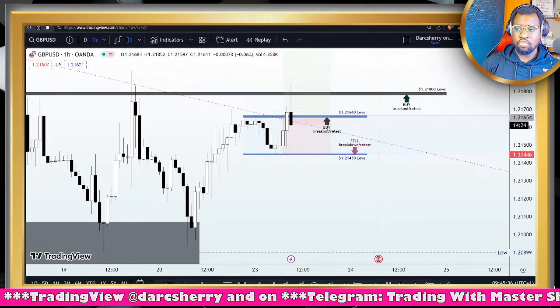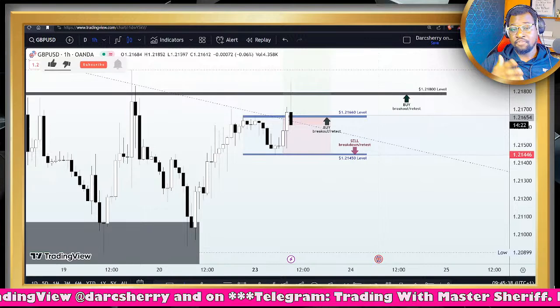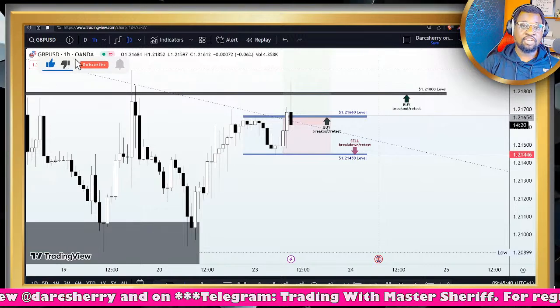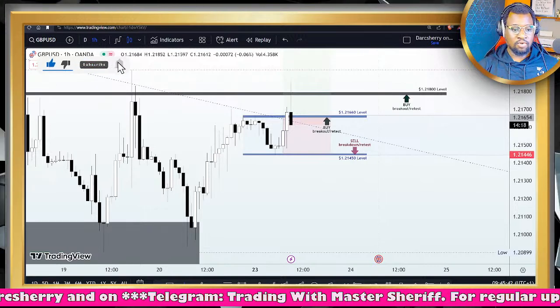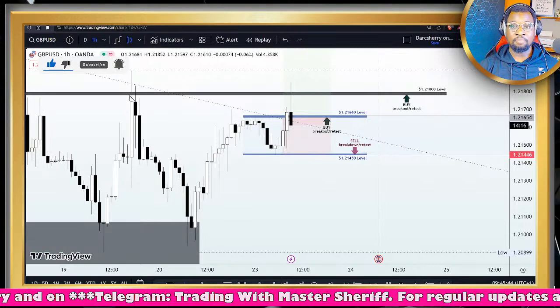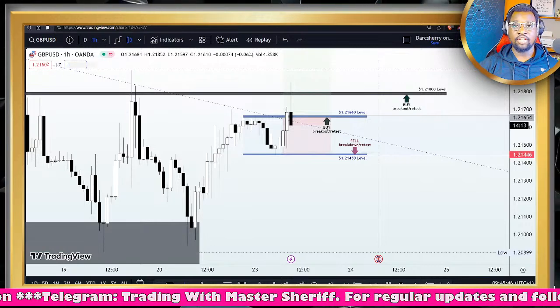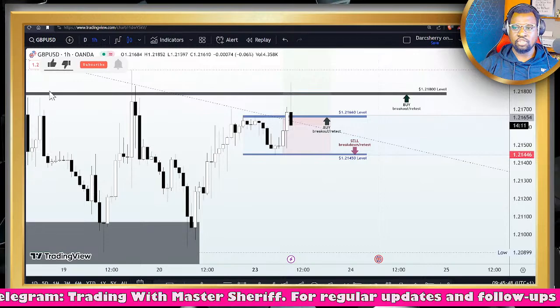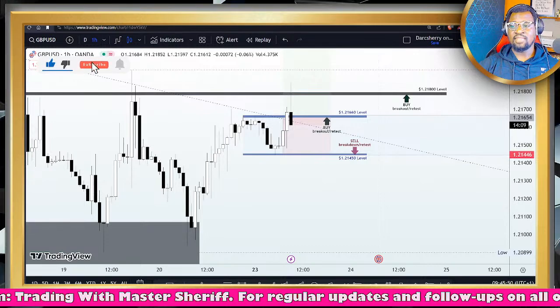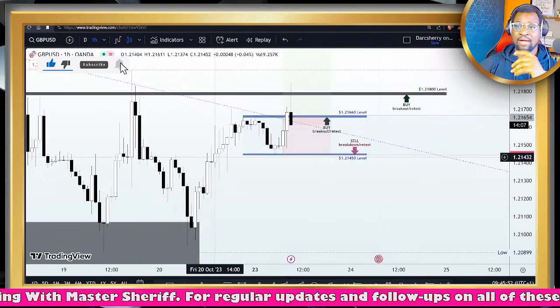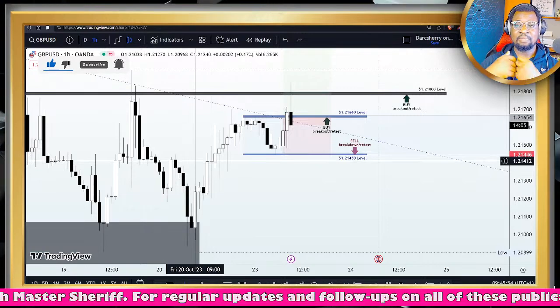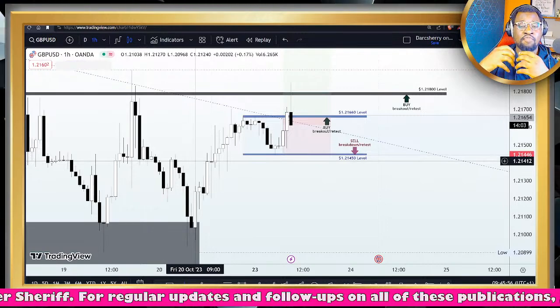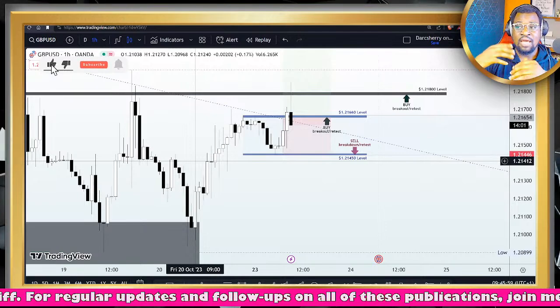Now, let's run through what the current market structure is. And for those of us who are with me on both my TradingView and Telegram platform, you must definitely have gotten an update as to how we are going to be managing our positions for today. Now, the way things are going right now on the pound sterling, we can see that price action is still above a very robust demand zone.